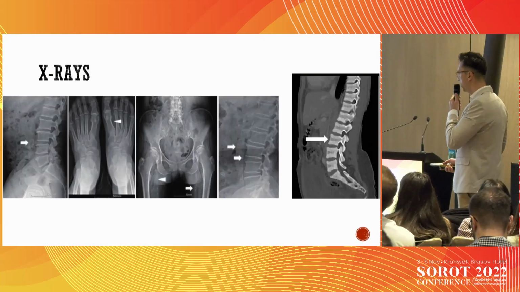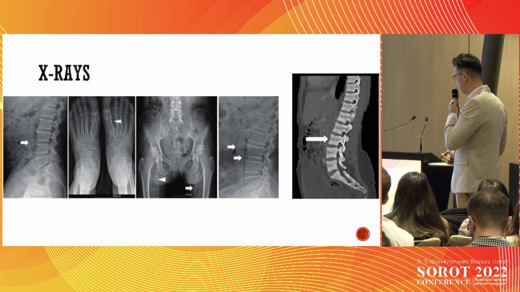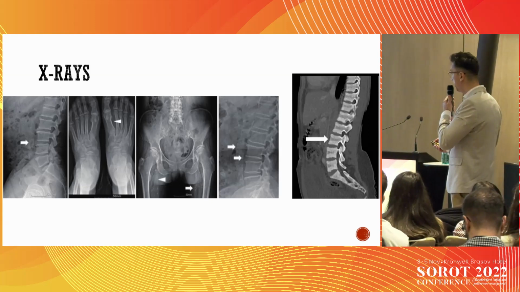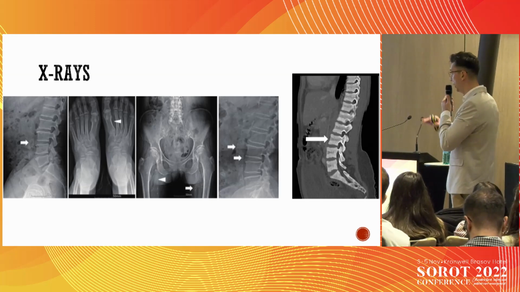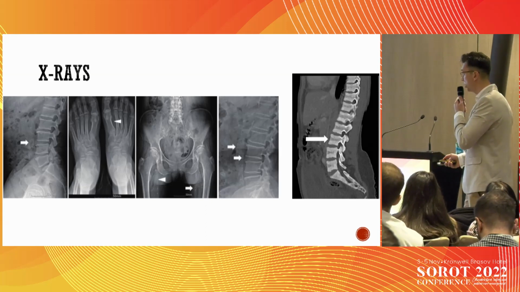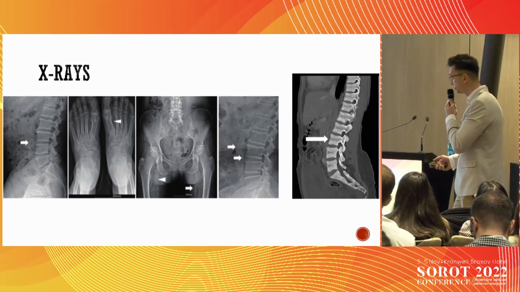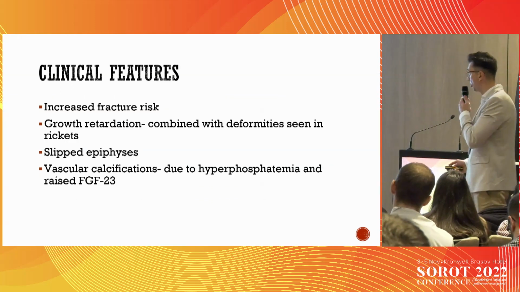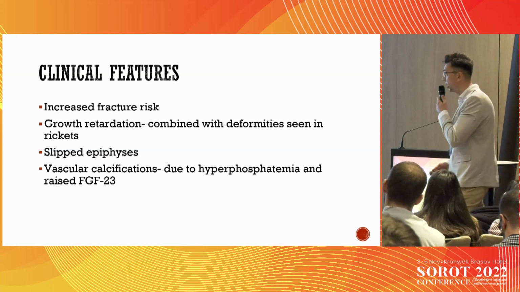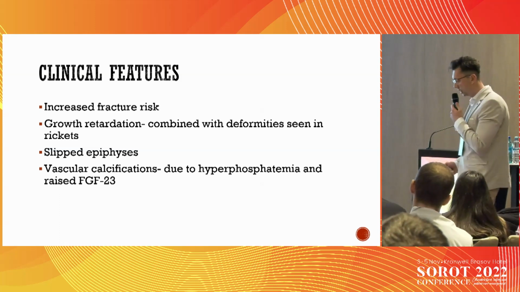Well, the X-ray signs, here is the Rugger Jersey sign. It is the hypersclerosis of the end plates of the vertebral bodies. Also, we have hypercalcification, like we see here on the vascular structure. We have increased fracture risk, growth retardation, slipped epiphysis, and vascular calcification.